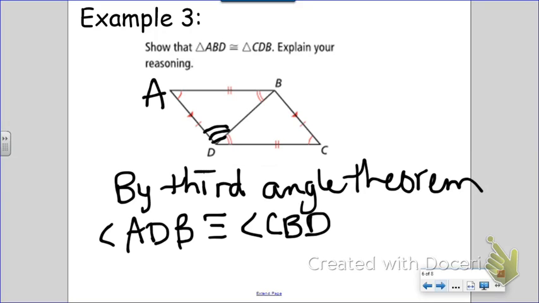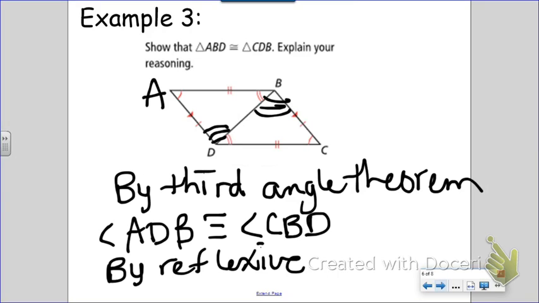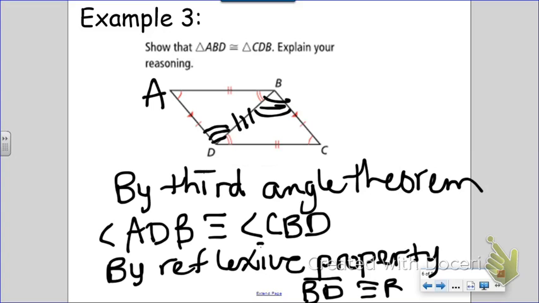I'll mark that on my picture. And then we still need a side. So by the reflexive property, and this is what we'll always use for a common side, BD is congruent to BD. Therefore, we have all the parts congruent, so the triangles are congruent.